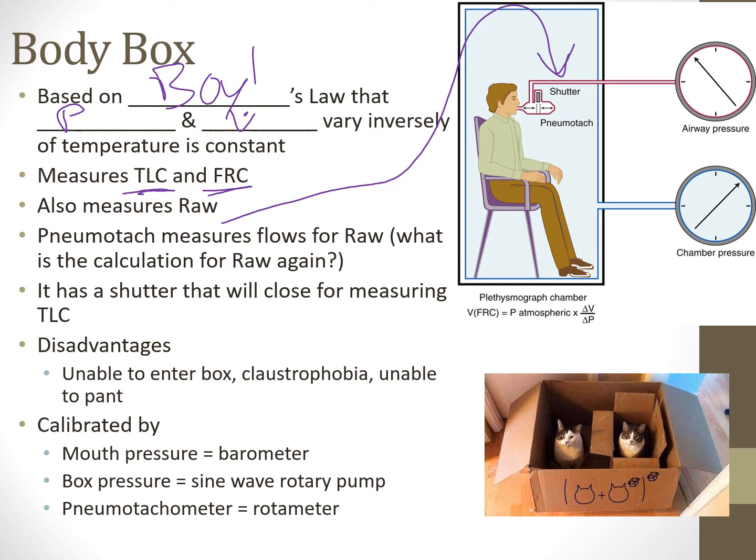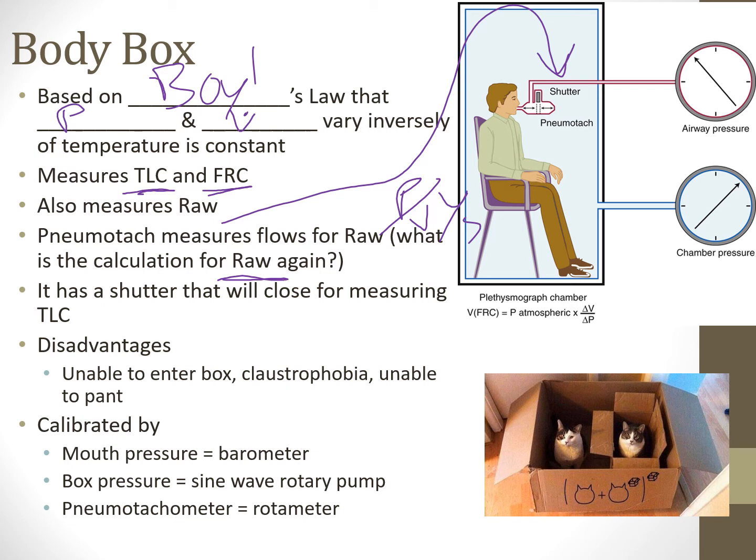So we can measure flows for airway resistance, right? Remember the calculation for airway resistance? Well, the unit is centimeters of water per liter per second, so it's pressure over flow in liters per second. Yes? Hopefully you remember that. There's a reason why we went over that before.